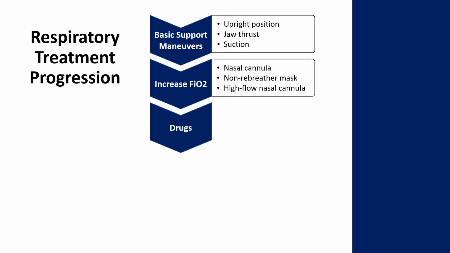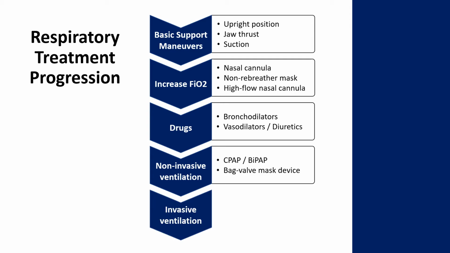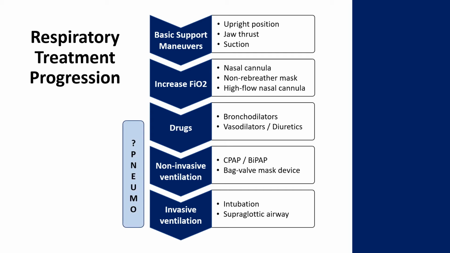There are particular drugs that you can use that act immediately. So bronchodilators are great for wheezes. Vasodilators and diuretics are applicable if you have crackles. And if oxygenation alone isn't doing it, you need a machine that will blow oxygen into a person, like a CPAP machine or a BiPAP machine. Or you could just use a bag valve mask device to do that as well. If all else fails, you progress to invasive ventilation techniques, like intubation or placing a supraglottic airway. All the while, you need to keep in mind, could there be a pneumothorax that could be at play? And if you need sedation, ketamine is usually your go-to.